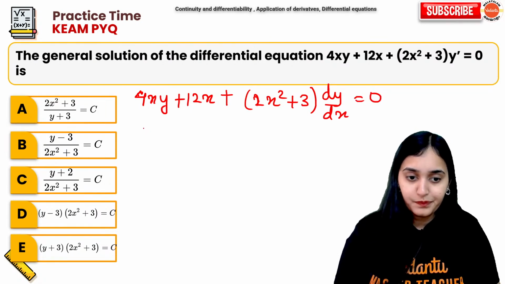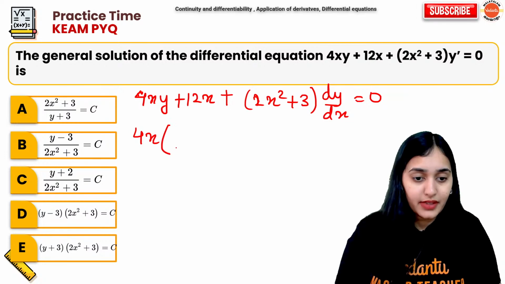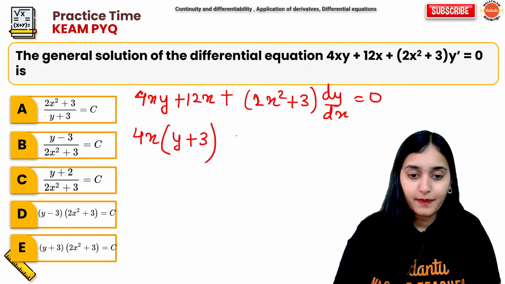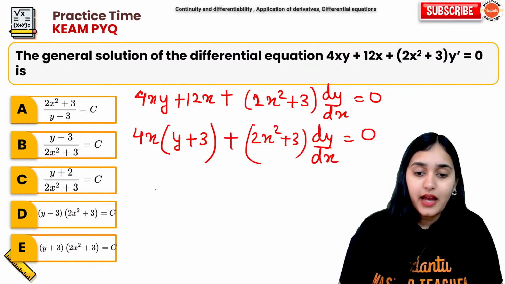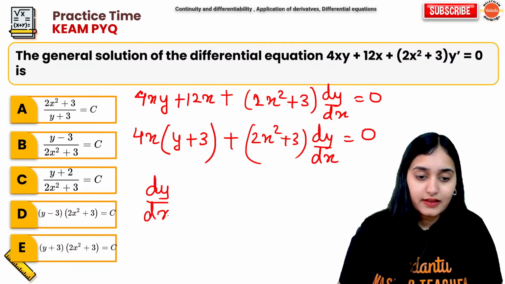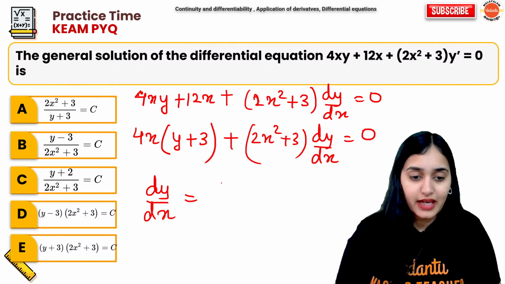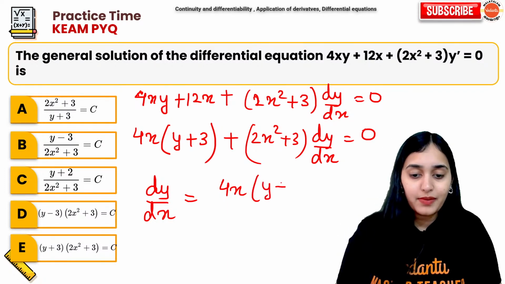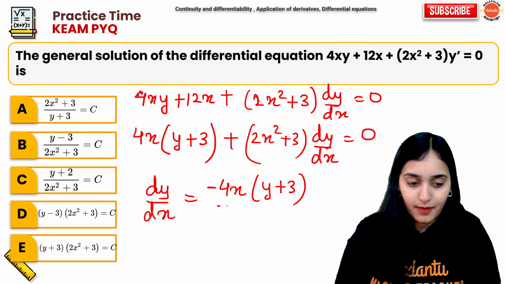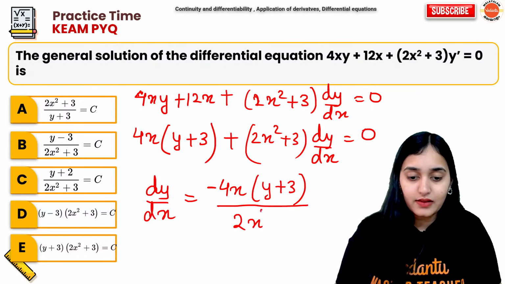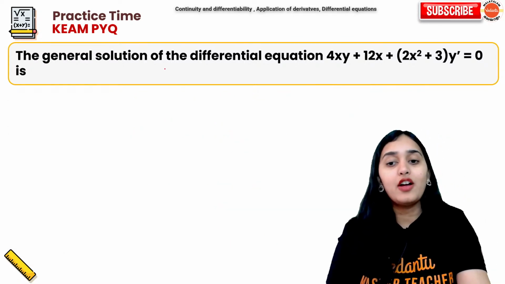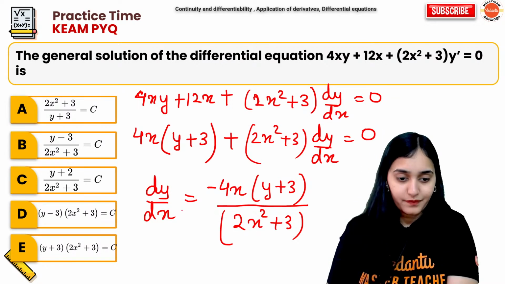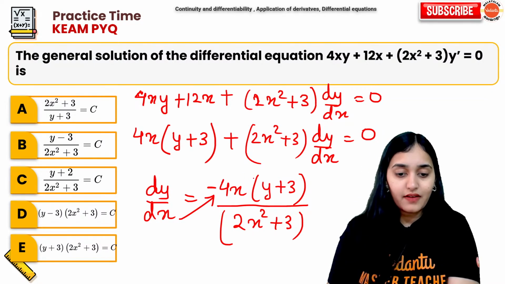So first I can take out 4x common, y plus 3, plus 2x square plus 3 into dy by dx equals to 0. Now put dy by dx on this side, put everything else on the other side. So we have 4x into y plus 3 with minus sign upon 2x square plus 3. Now we can separate the variables. So we'll bring y on one side and x on the other side. So x will go here, y will go here.